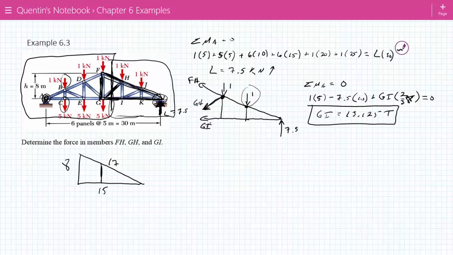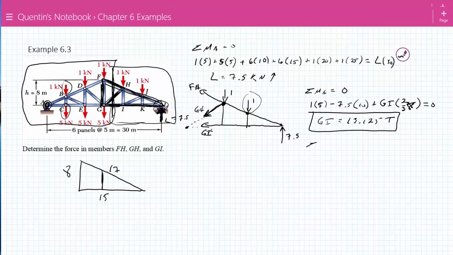But here, if you follow this down, there's another intersection right here, and this is point G, right? So if I take the sum of the moments at G, the nice thing about that is what? Well, GH and GI are going to cancel. So let's just do that. Let's say sum of the moments at G is equal to 0.